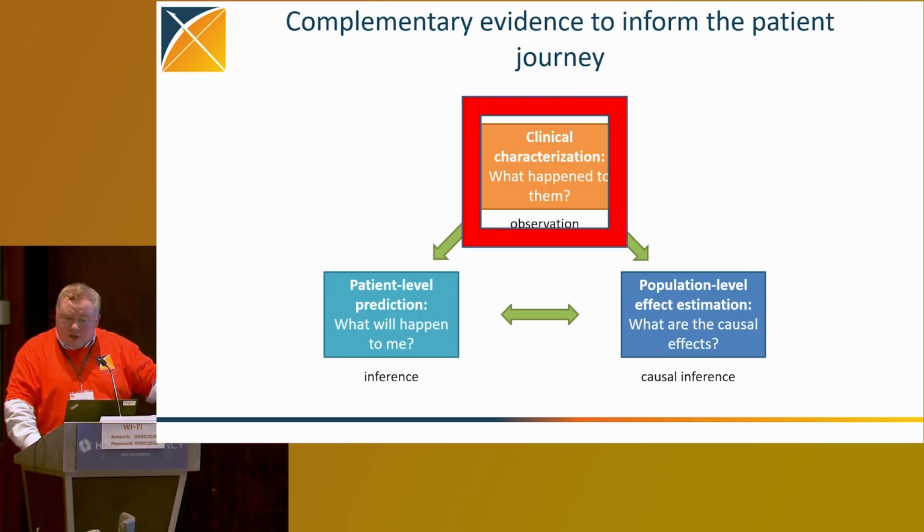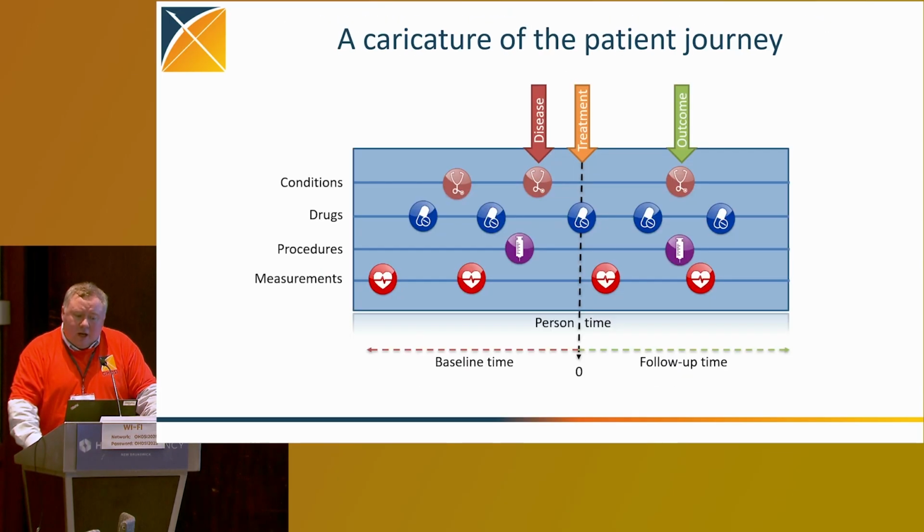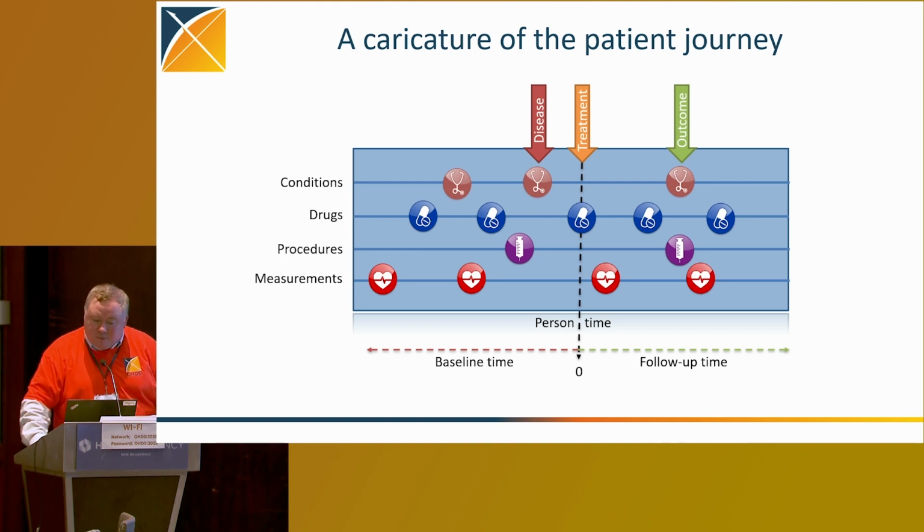So we're going to focus here on characterization, and to level set a bit further, I'm going to use this caricature of a patient journey to motivate what data can look like for a given individual. So here in this cartoon, I'm just representing a single person's data. On the x-axis, I have time. On the y-axis, I'm showing you the different dimensions of data that we commonly think about. You can think about these like the domains in our OMOP common data model: conditions, drugs, procedures, measurements.